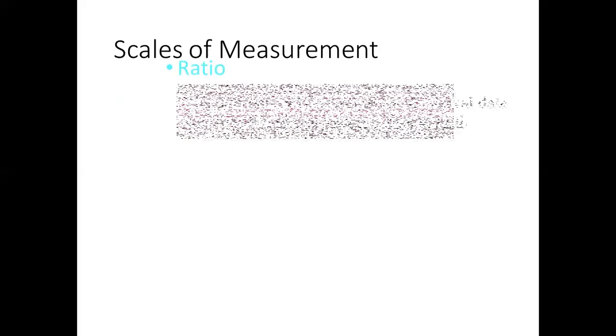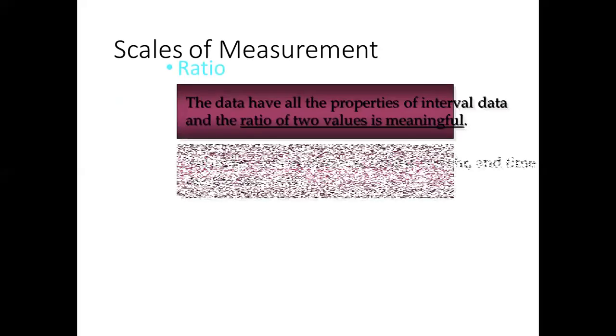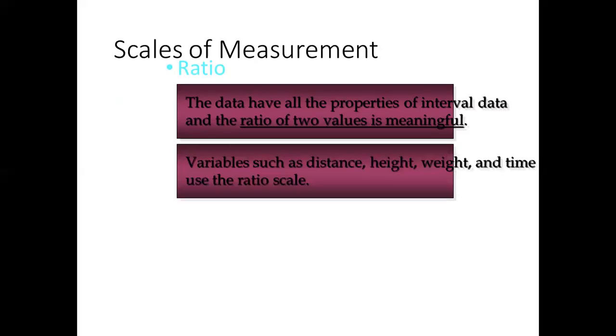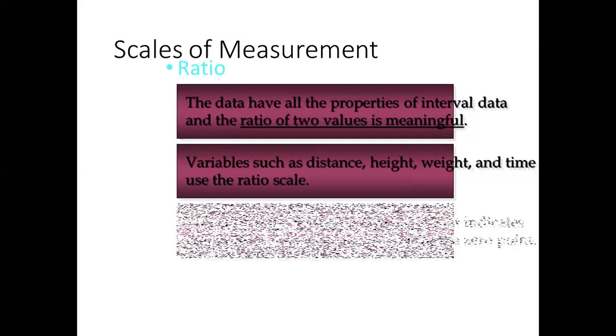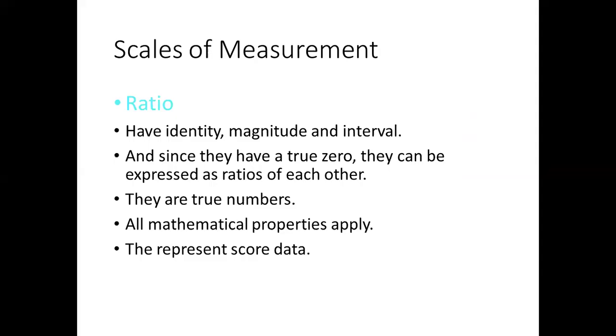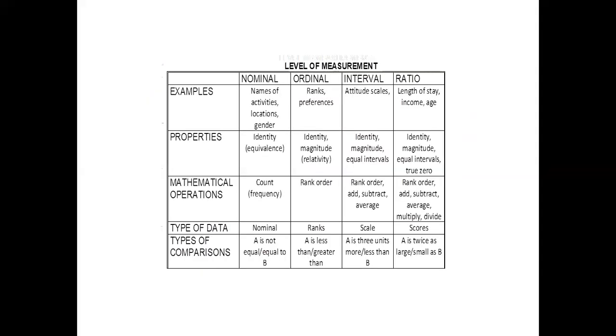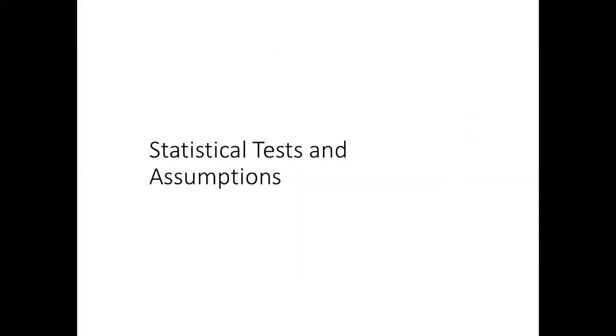We also have the ratio, all right? Variables such as distance, height, weight, and time are examples of a ratio scale. So it's important we also note that. This gives the features or the characteristics of ratio as a scale of measurement. So this gives the overview of the levels of measurement. We can see we have the nominal, the ordinal, the interval, the ratio. Then we can see the examples, the properties, the mathematical operation, the type of data, and the type of comparison that can be made.